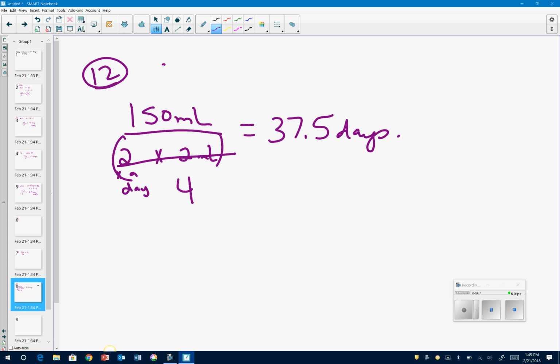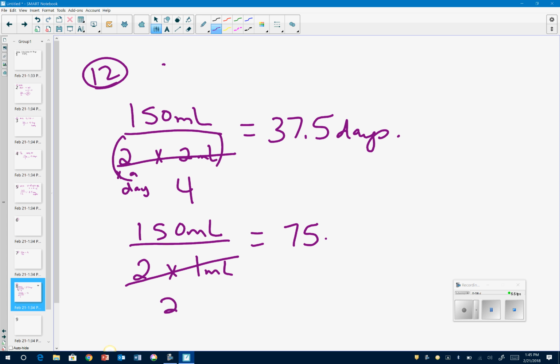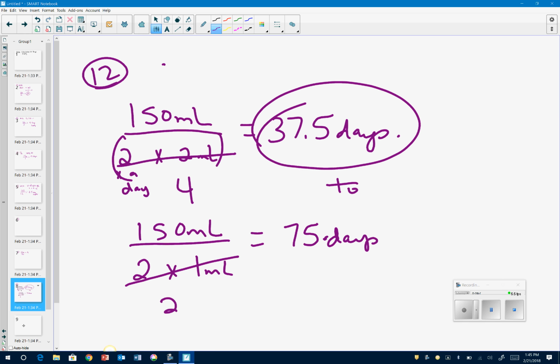In your book, they do it over again with if the patient was only taking it 2 times a day times 1 milliliter, which would be 2. So it'd be 150 divided by 2, which would be a 75 day supply. So in the back of your book, it tells you 37.5 to 75 day supply. But in a pharmacy setting, you would always use the maximum amount that the patient could take. So we would go by the 37.5 day supply.